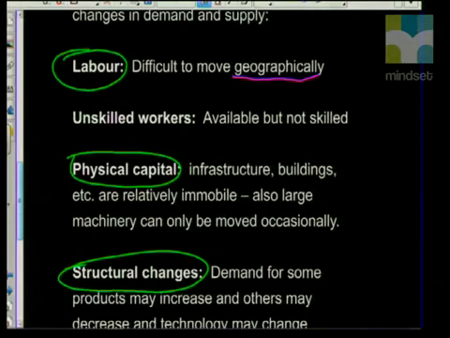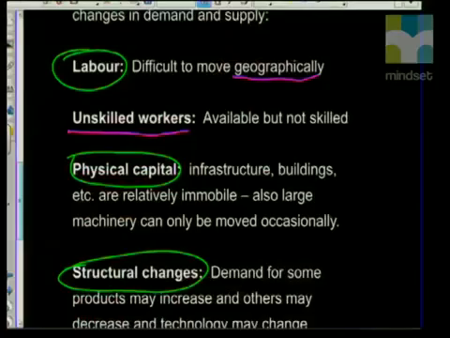Unskilled workers would be another example. There are lots of unskilled workers available, but the problem is with skilled workers, and skilled workers are usually qualified in a specific field. So you cannot tell a teacher of maths, for instance, that as from tomorrow he will have to teach life sciences, because he's a bit immobile because he's specialized in a specific field.